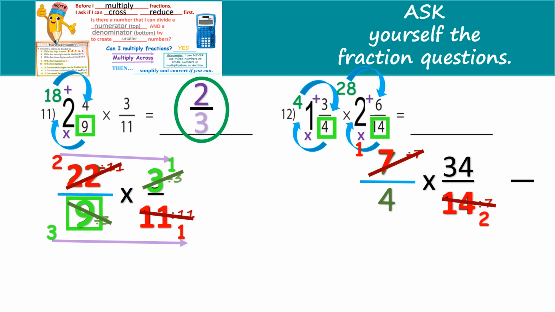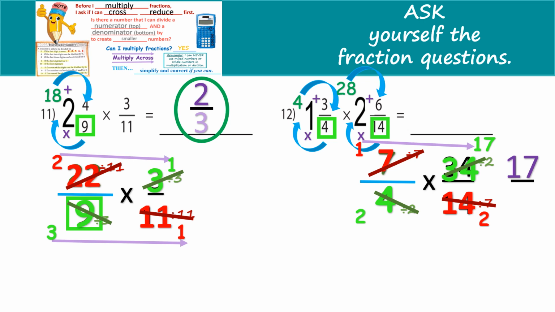Okay, so now what about 4 and 34? Well, 4 won't go into 34 evenly, but they are even numbers, right? So I can reduce them by 2. So if I reduce them by 2, I have 2 going into 4 2 times, and 2 going into 34 17 times. Right? And if you don't know that, then once again, calculator, 34 divided by 2 equals 17. And now I'm multiplying across.